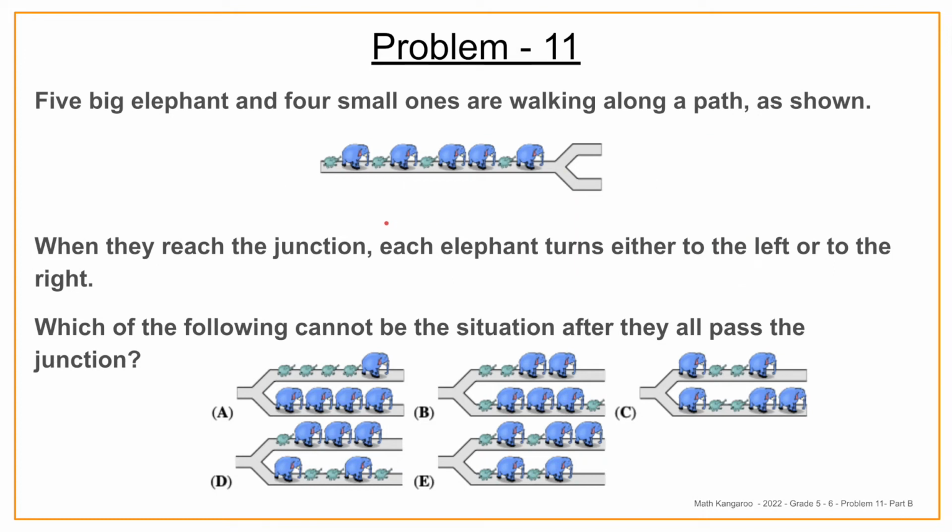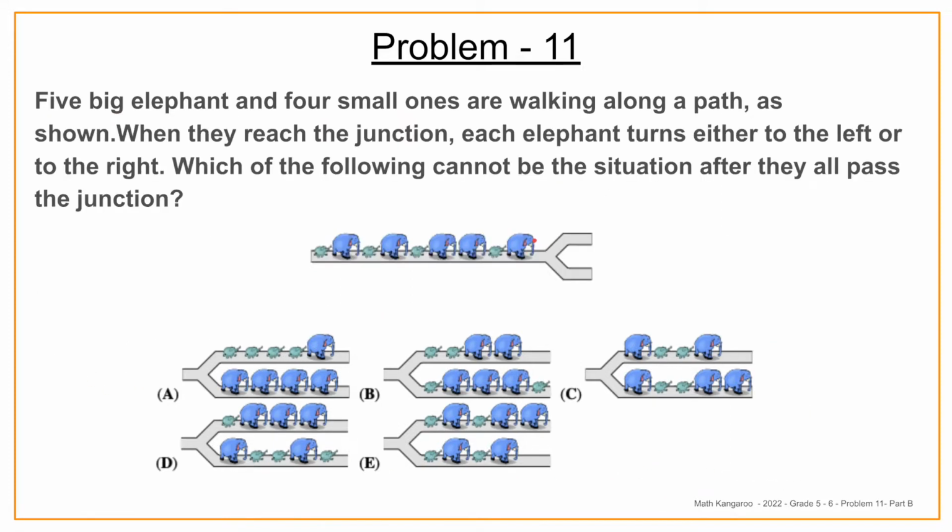Problem 11. 5 big elephants and 4 small ones are walking along a path as shown. When they reach the junction, each elephant turned either to the left or to the right. Which of the following cannot be a situation after they all pass the junction? These are our options. So let us move our elephants.